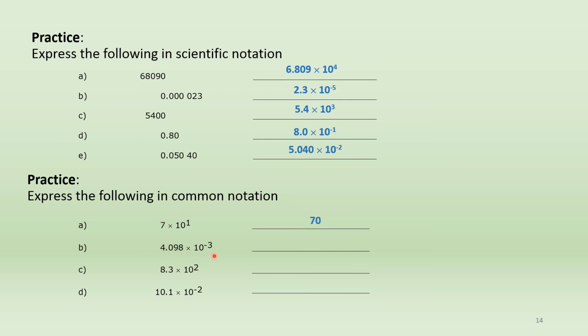4.098 times 10 to the minus 3 requires we move the decimal 3 places to the left. We'll have 0.04098. 8.3 times 10 squared. We're going to move the decimal 2 places to the right. Will give us 830. This 0 on the right is not significant. It's not shown in a scientific format either. And finally, 10.1 times 10 to the minus 2 requires we move the decimal 2 places to the left, and that will give us 0.101.